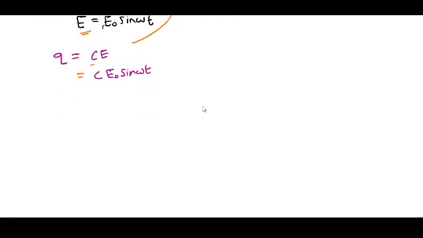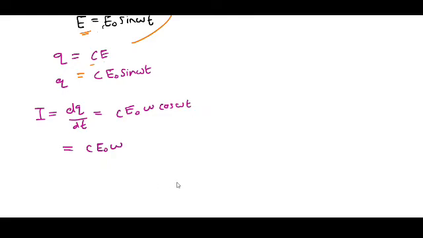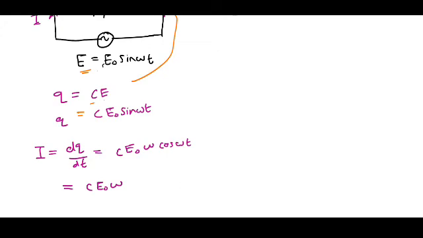What about the current? If Q is the charge, the current flowing through the circuit at any instant of time can be written as dq by dt, that is equal to C E0 differentiate sine omega t, that is omega cos omega t. Or I can write this as C E0 omega. Here the applied voltage is in terms of sine, but the current that we obtain is in terms of cos.